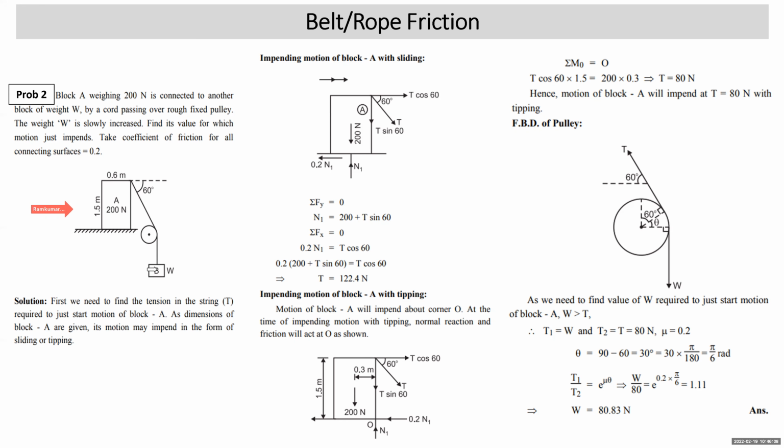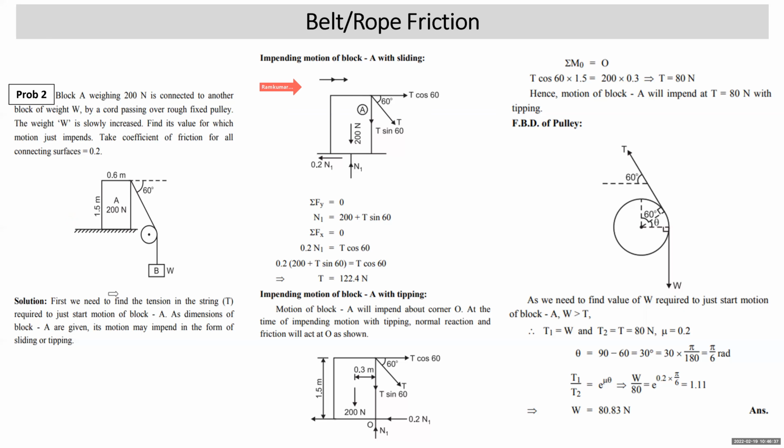He is asking you to find the minimum value of this weight W required to start the motion of this block. Now, first we have to find tension in the string, which is connected to block A, which is required to start the motion of block A. So now there are two possibilities of impending motion of block. Block A is given to you with dimensions. Force causing motion, that is tension in the string required to start its motion, is applied at 60 degrees.